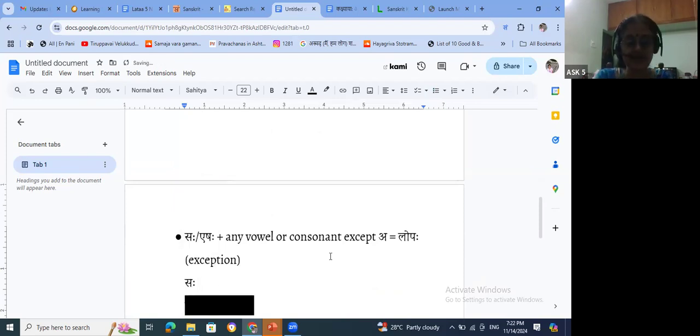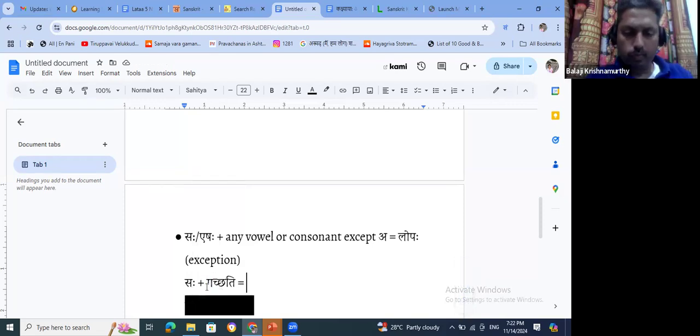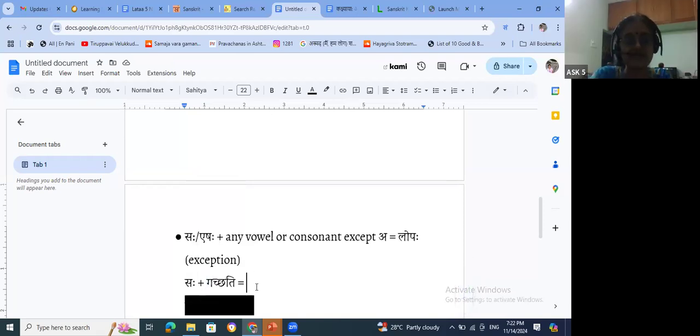Again, we'll have saha gachati only. So, is there a hrasva here? That's the only rule you have to see. If hrasva is here, utvam. If hrasva is not there, lopaha. We'll see this every place it is there.